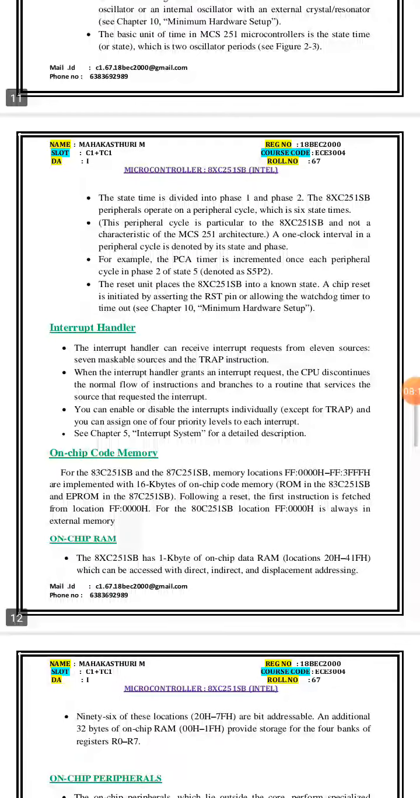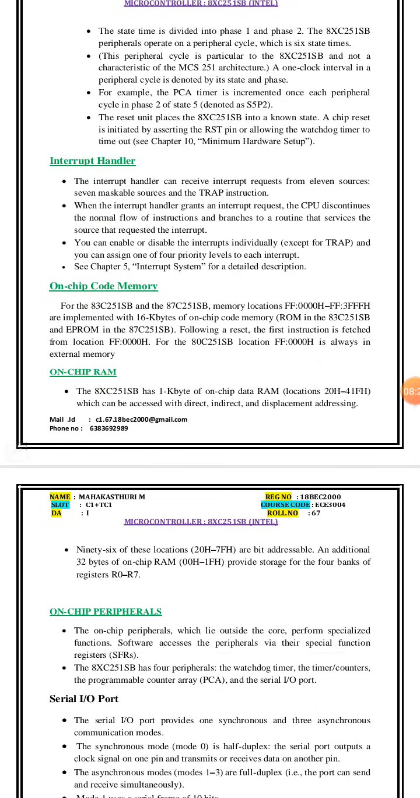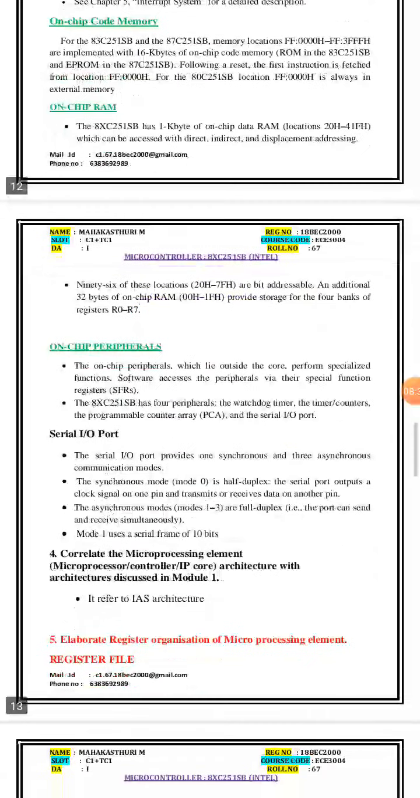And the interrupt handler can receive interrupt requests from 11 sources: 7 maskable sources, and the TRAP instruction. And then on-chip code memory, on-chip RAM. And the next thing is on-chip peripherals. Okay, what are on-chip peripherals? The on-chip peripherals, which lie outside the core, perform specialized functions. Software accesses the peripherals via the special function registers, SFRs. And then the 8XC251SP has 4 peripherals: the watchdog timer, the timer/counters, the programmable counter array, and the serial input/output port.